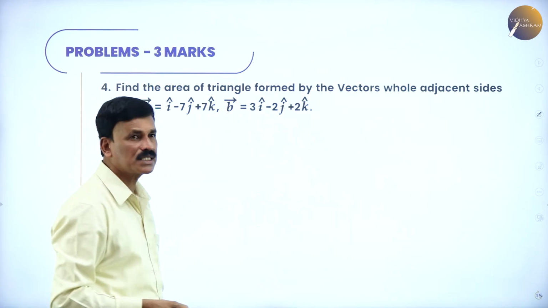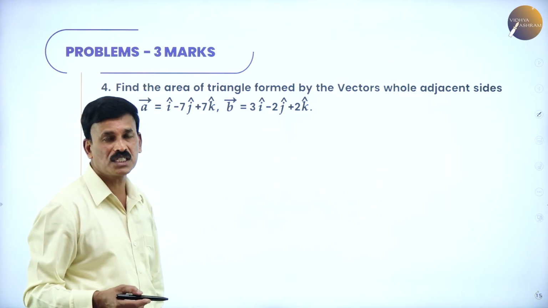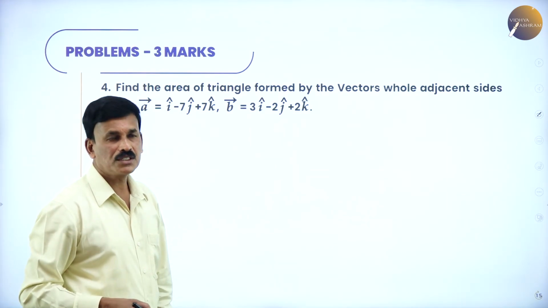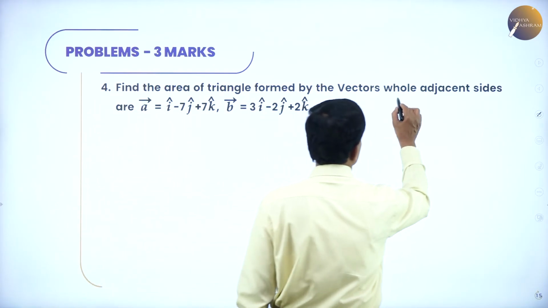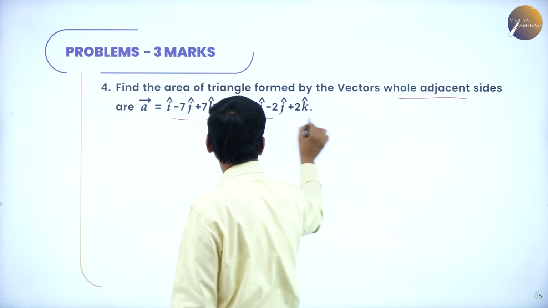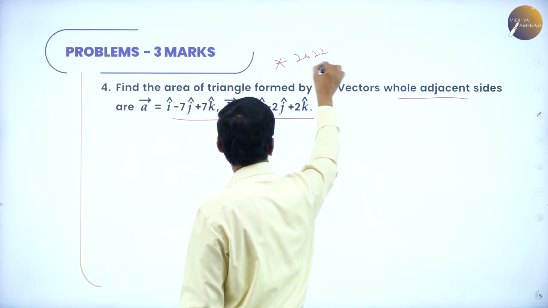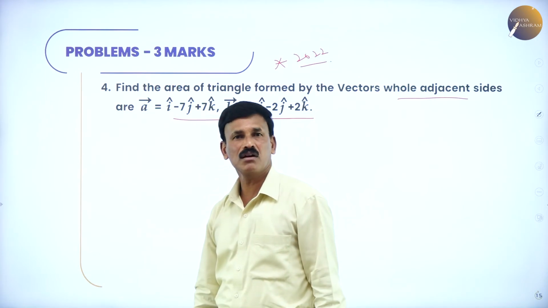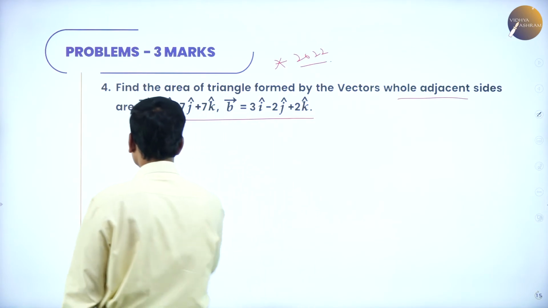Now just the application of vectors. So finding the area of a triangle or parallelogram. Now here, what is given? Find the area of a triangle formed by the vectors whose adjacent sides are vector A and vector B. Now this is also an important type of problem. So what is the area of a triangle? Half into length of A cross B. Just find out A cross B. That's it.